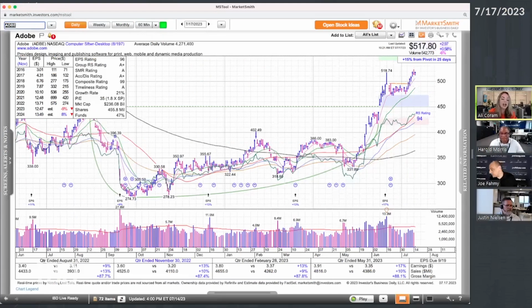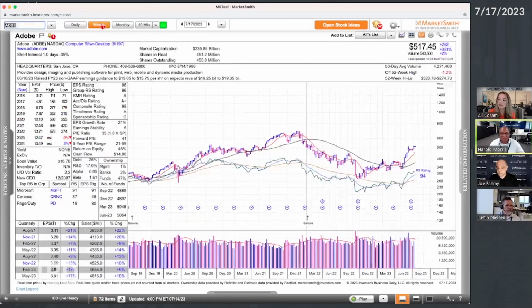So here's a look at Adobe, the software giant, also in the AI theme. What is an option trade that we might be looking at here, Harold, with a bullish bent? Yeah, well, go to the weekly real quick, and I'll show you what attracted me to this stock.